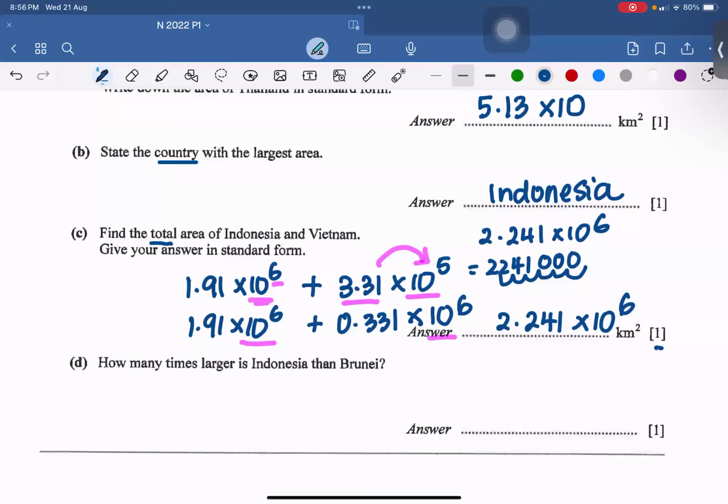So either method that you use is up to you. Make sure you get a correct answer. Okay. Next part of the question, how many times larger? How many times larger?